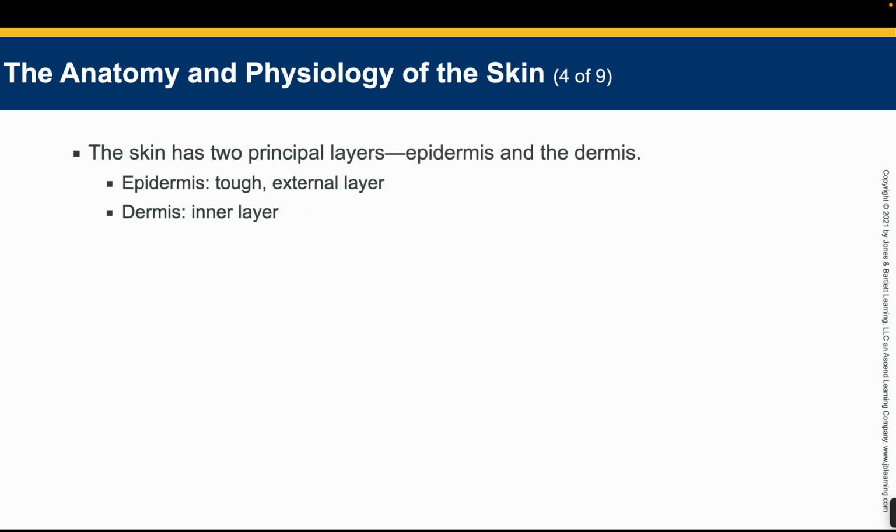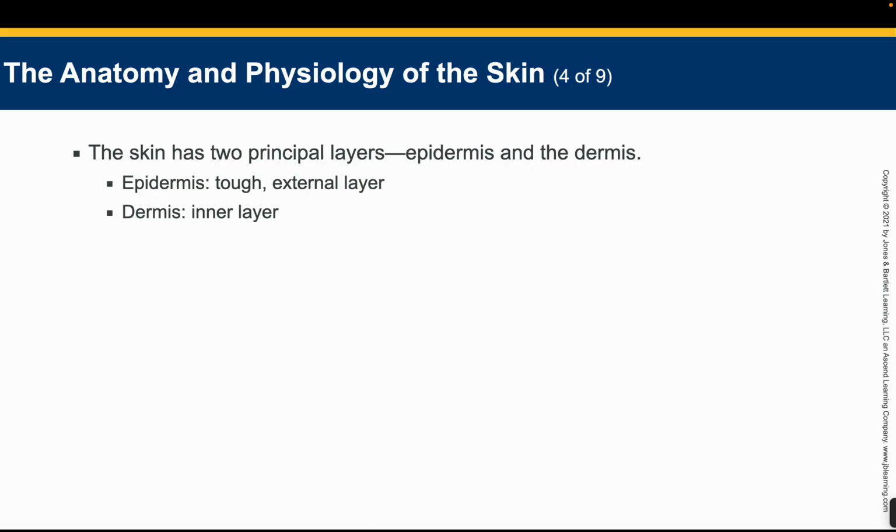The skin is made up of two main layers, the epidermis and the dermis, and understanding the difference between these two is really important. The epidermis is the outer layer. This is what you see. It's relatively tough. It acts as that first barrier against the outside environment. Under that is the dermis, which is the inner layer. This is where things get more complex. You've got blood vessels, nerve endings, and other structures that support the skin.